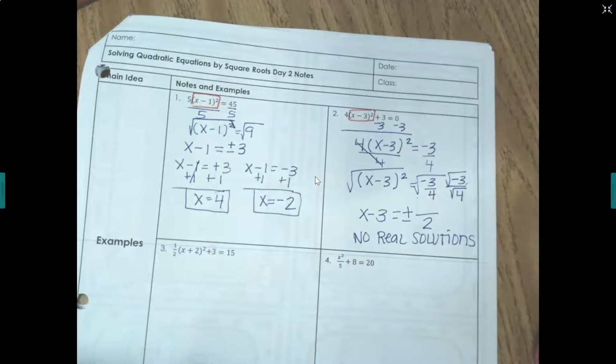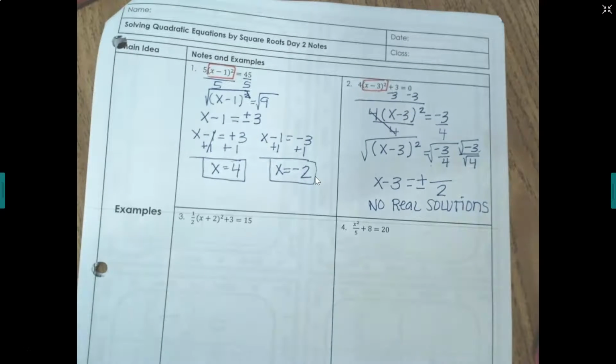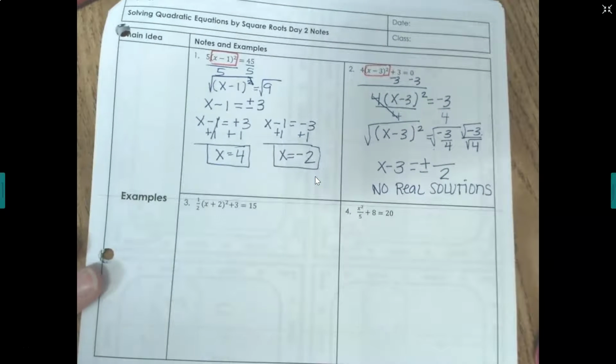That happens sometimes. It just can't be solved this way. So there's no real solutions. There's something called an imaginary solution. You'll get into that in later math classes. Okay, let's try number 3. It was a little disappointing, but we'll move on and try number 3.